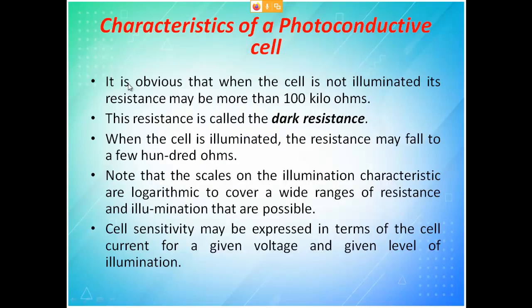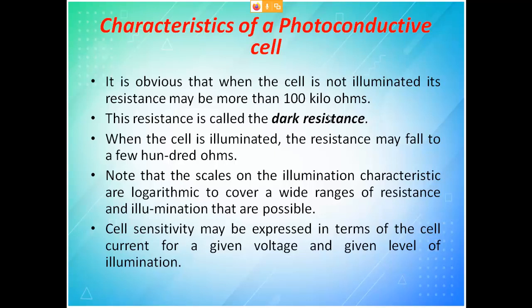It is observed that when the cell is not illuminated, its resistance may be more than 100 kilo ohms. This resistance is called dark resistance. On a 2 mark question, if they ask what is dark resistance, you have to say: in a photoconductive cell, when there is no light intensity, there is a maximum resistance. It will be in the order of 100 kilo ohms, and this resistance is nothing but dark resistance.